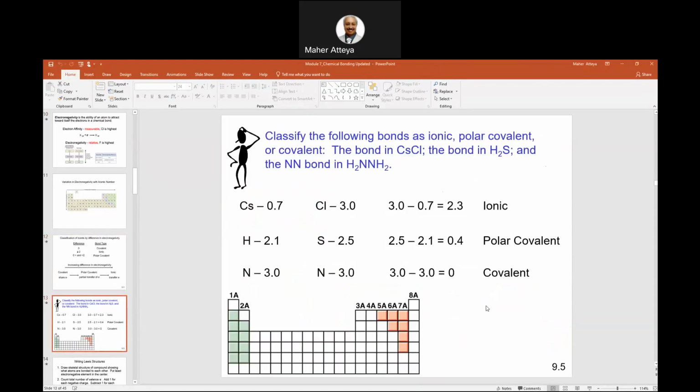This is an example here. Cesium chloride. This is ionic. Why is it ionic? Cesium is 0.7 and chlorine is 3.0. The difference is 2.3. That's ionic. Hydrogen and sulfur. Okay, hydrogen is 2.1. Sulfur is 2.5. The difference is 0.4. So polar covalent, correct? Polar covalent, because less than 0.4 it's non-polar. Nitrogen and nitrogen is 0, covalent, non-polar. So you have to add non-polar to it. It's non-polar as well.